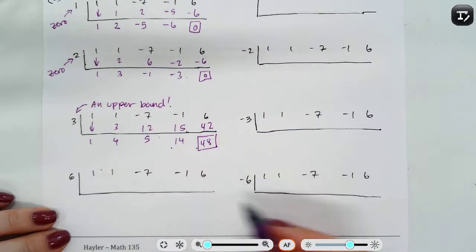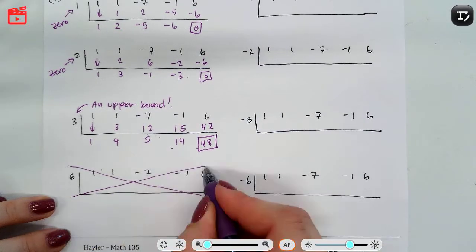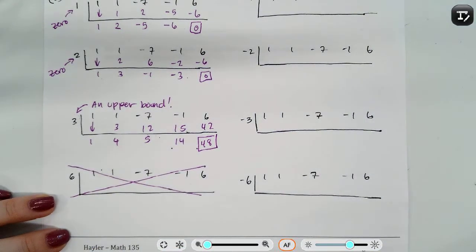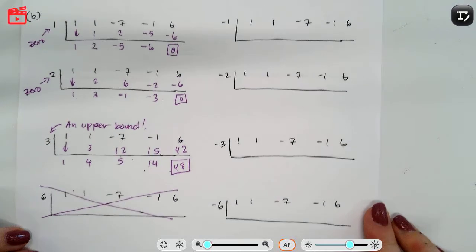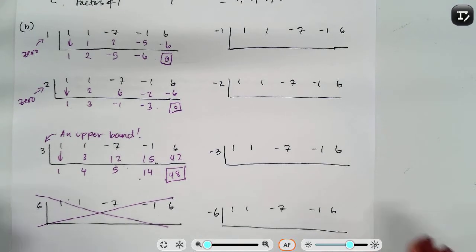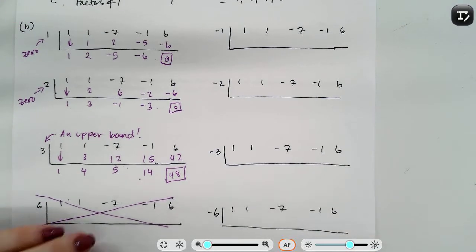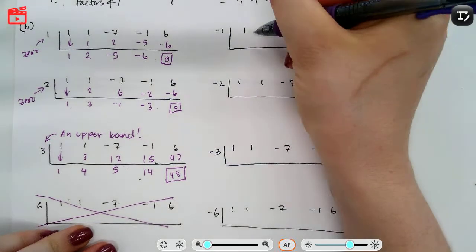Which means I know I don't have to check 6 to see if it gives us a 0. It's not going to happen. Okay, so 3 is an upper bound. I don't need to check any numbers higher than 3. Awesome. Saves me one thing to check. Let's go ahead and check -1.